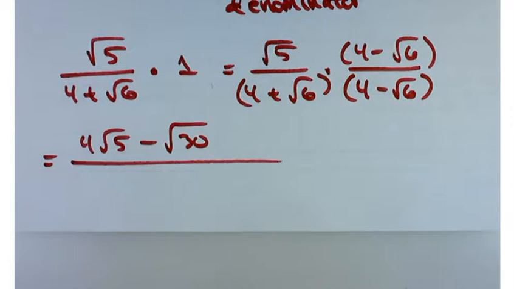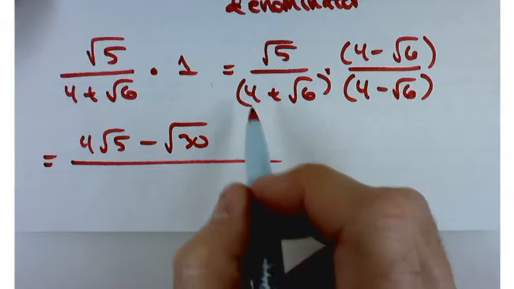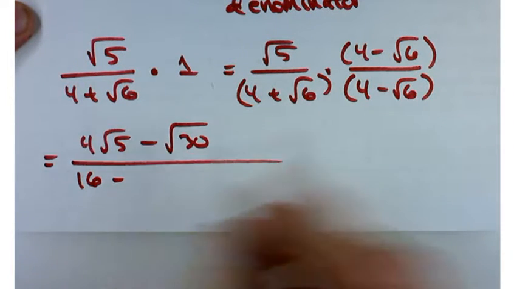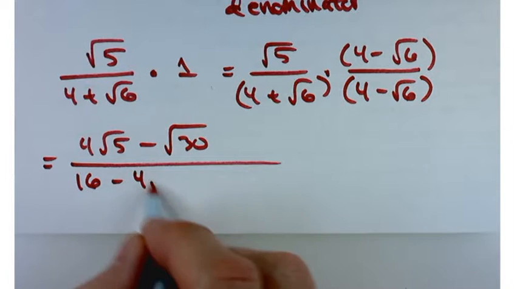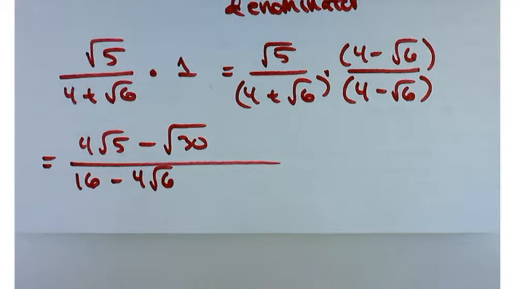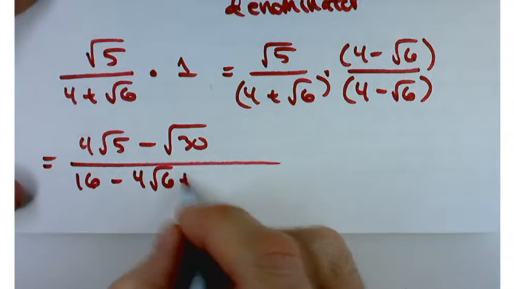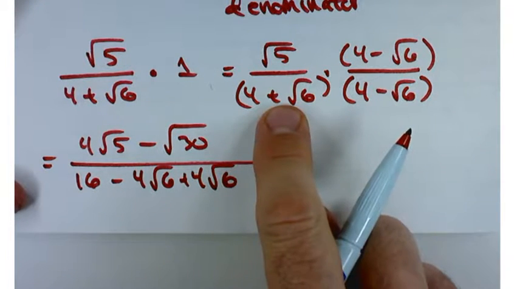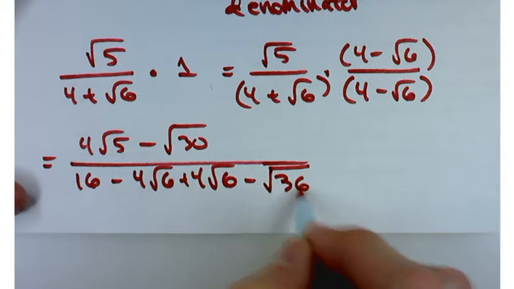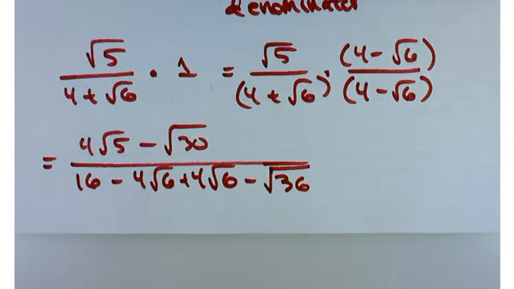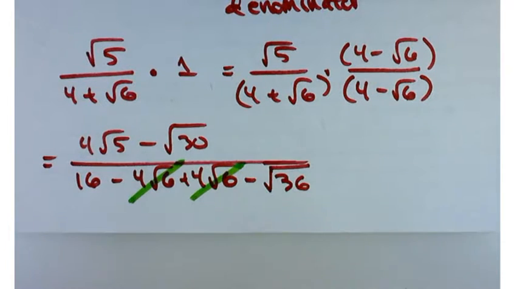In the denominator, we're going to FOIL this out. So it's going to be 4 times 4 is 16, minus 4 square roots of 6, then the next term, the middle term, plus 4 square roots of 6. Plus times a minus is a minus square root of 36. Now something special happens here, right? What special thing happens in the denominator? Those cancel. Yay. Wow, that's pretty cool.